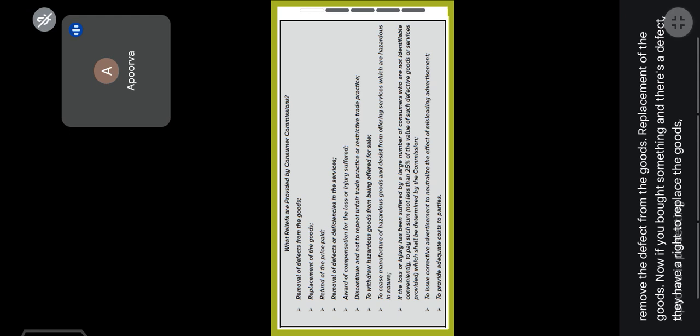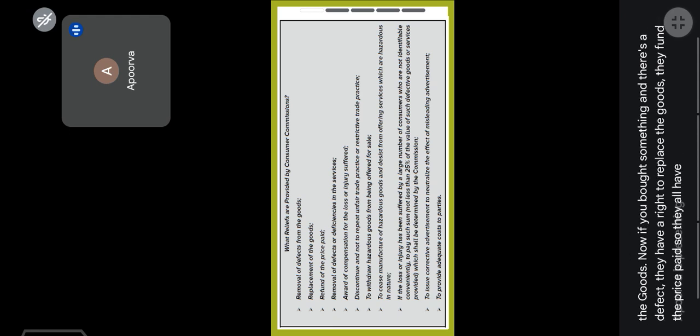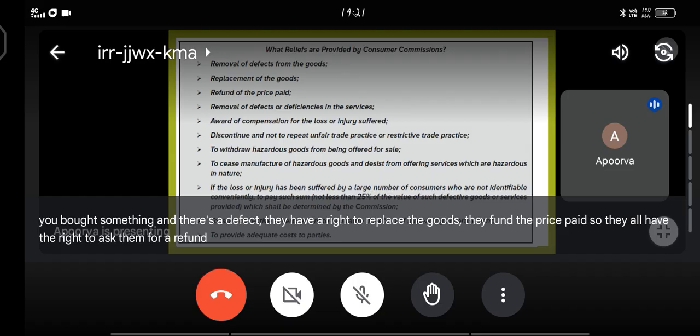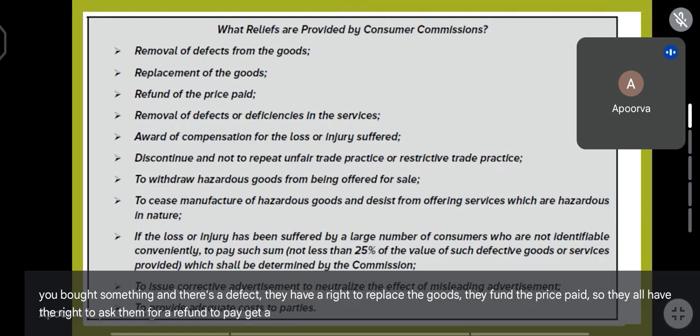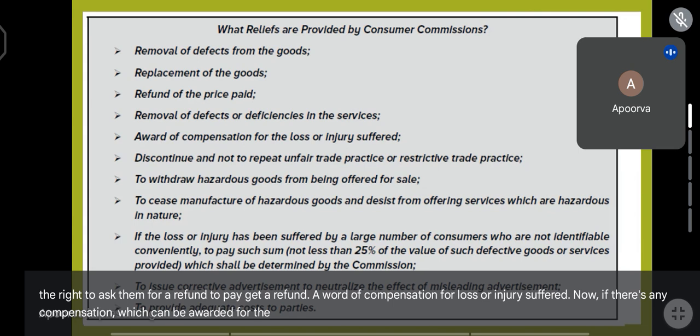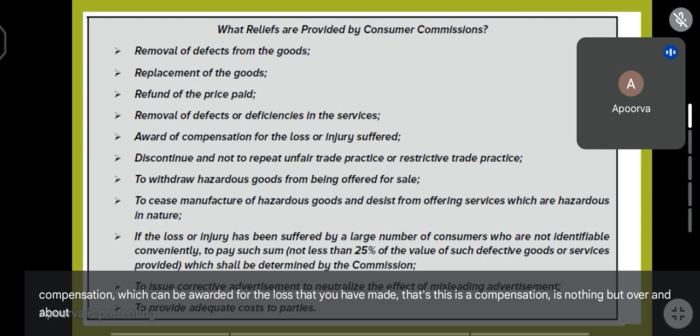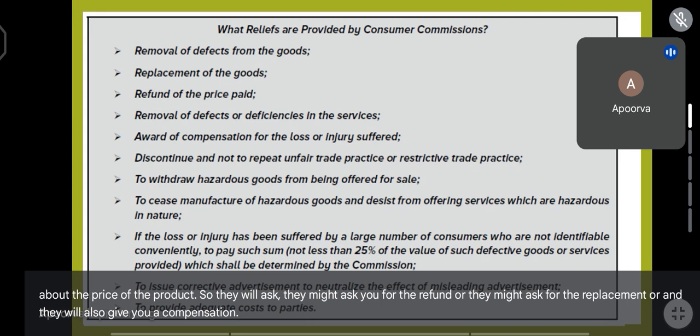Refund the price paid. So they also have the right to ask them for a refund. Award of compensation for loss or injury suffered. Any compensation which can be awarded for the loss that you have made is over and above the price of the product. So they might ask for the refund, or they might ask for the replacement, and they will also give you a compensation. Discontinue and not repeat unfair trade practices or restrictive trade practices.